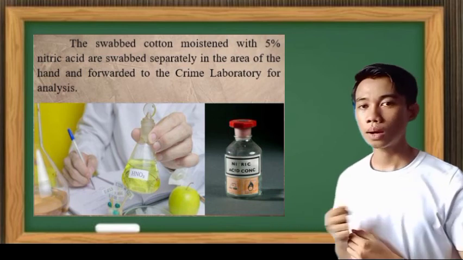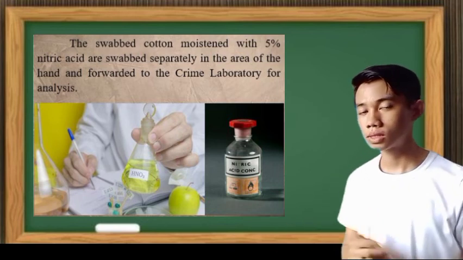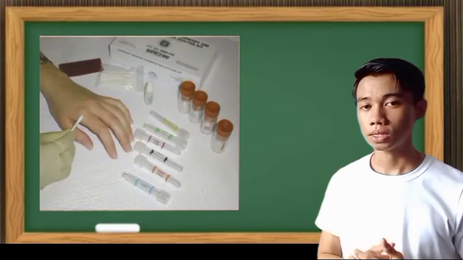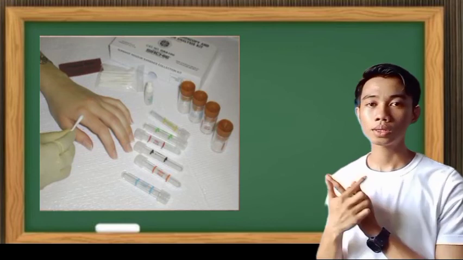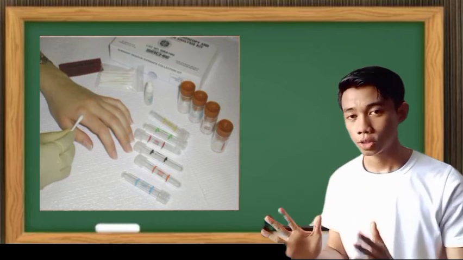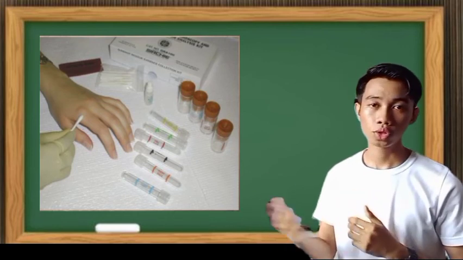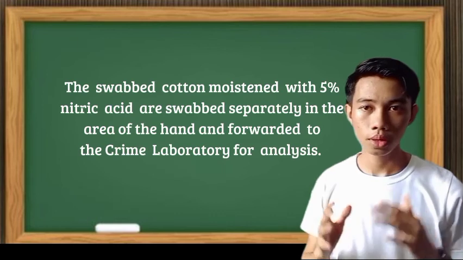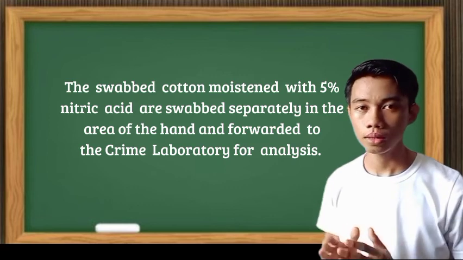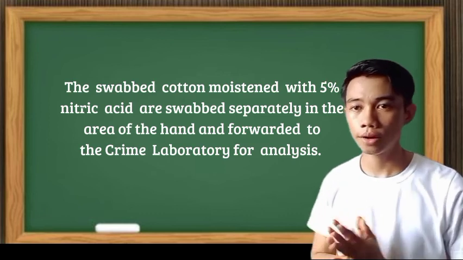But also, sa process naman ng ating PNP crime lab ng SOCO natin ay meron din silang separate process na hindi na nila kailangan ipadala sa mga forensic laboratory in order for them to examine the specimen. So, the area here was the crucial part or yung vital part na pinagkunan ng specimen o ng gunshot residue at ng priming residue. So that is how the swab procedure works. The swab cotton is moistened with 5% nitric acid and is swabbed separately from the area of the hand, if it is the firing hand or the non-firing hand, and forwarded to the crime laboratory for the analysis.